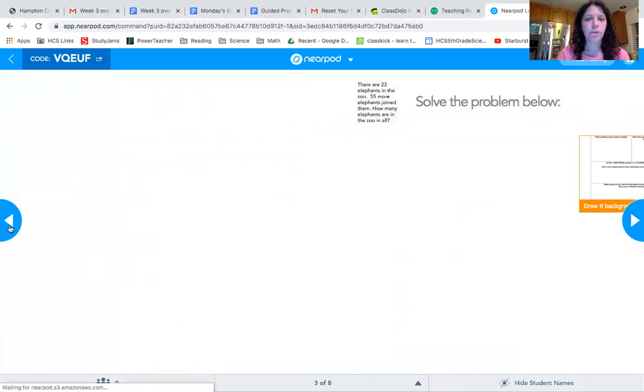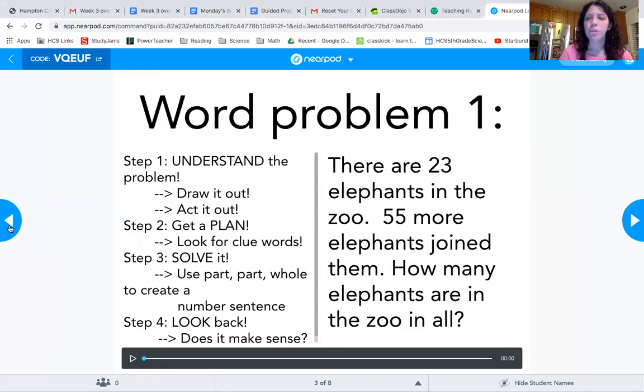Oh, one too far. All right. So word problem number 1. It says there are 23 elephants in the zoo. 55 more elephants join them. How many elephants are in the zoo in all?